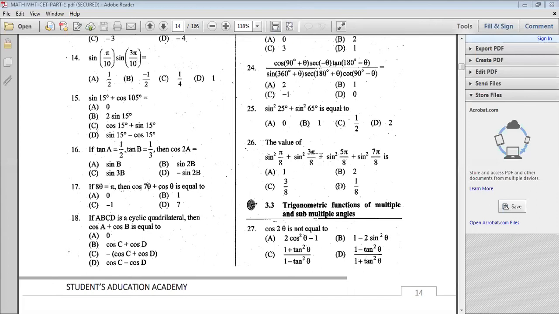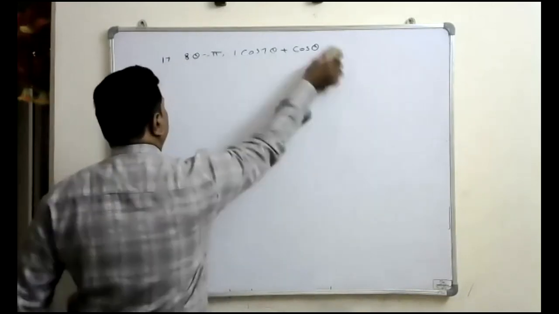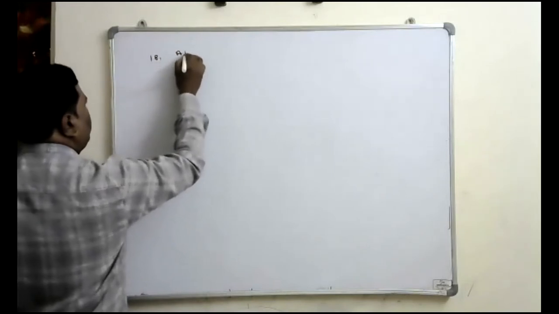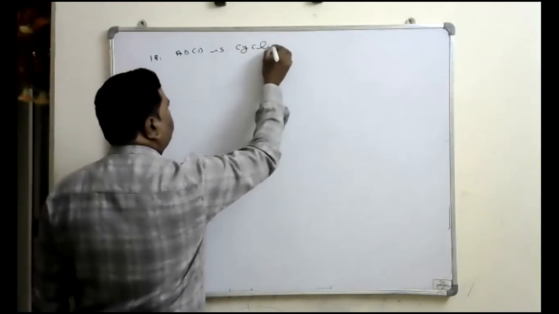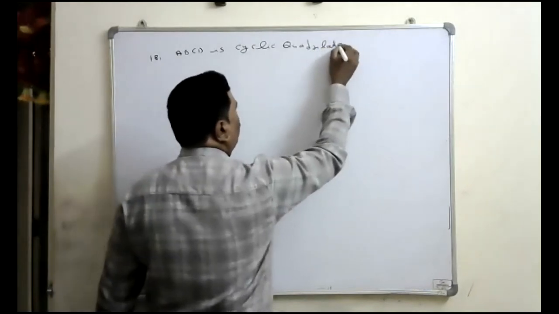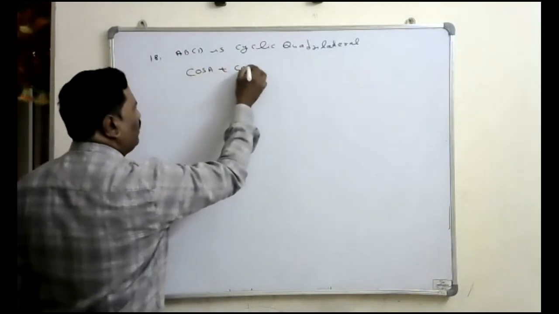Next, look at the next problem. 18th. ABCD is a cyclic quadrilateral. Then what is the value of cos A plus cos B? Just observe this. ABCD is a cyclic quadrilateral. So we have to find the value of cos A plus cos B.